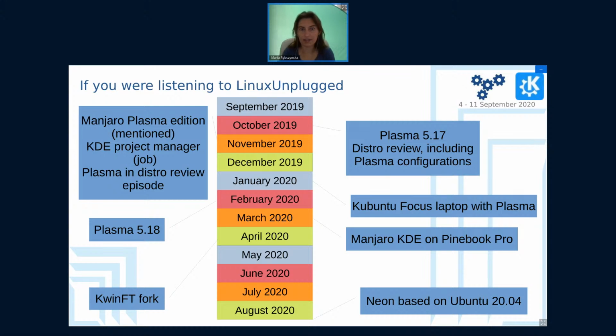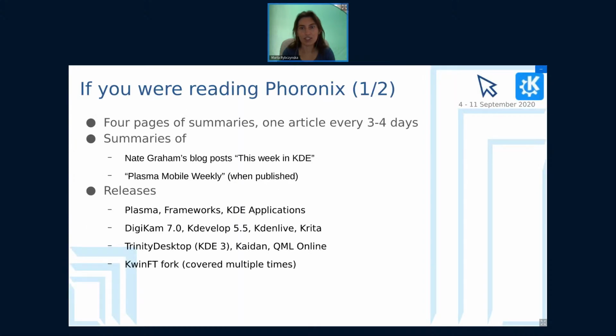And now, something that I couldn't put on the timeline because there was a little bit too much of it. On Phoronix, you basically have an article every 3 to 4 days. When I look at just the KDE summaries page, there were 4 pages for the year. What we have being covered every time it shows up is Nate's blog post, The Week in KDE, which is summarized on the site every single week. And we have the Plasma Mobile Weekly. When it was published, it was also summarized on the site.